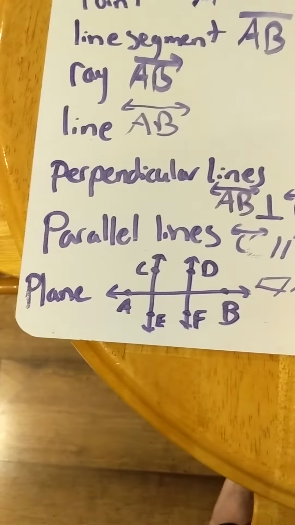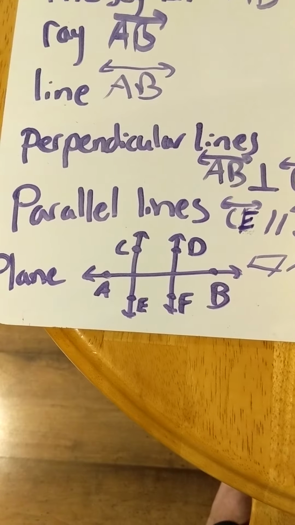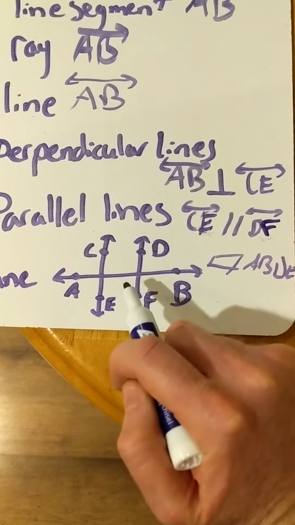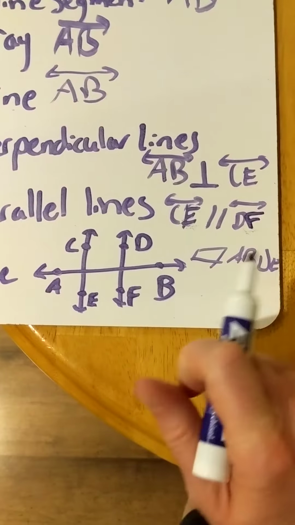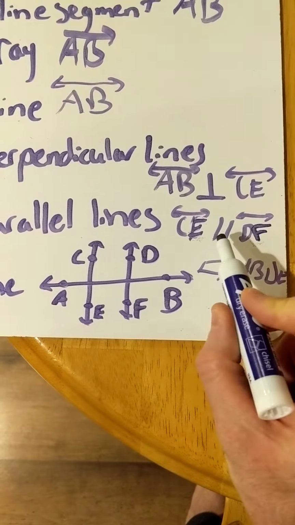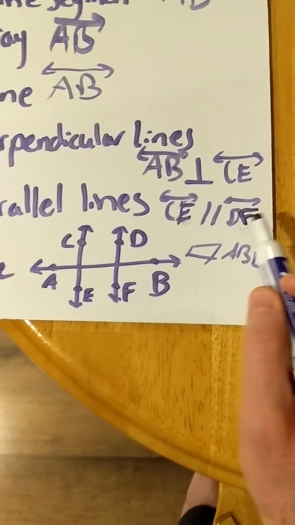Line CE and line DF are parallel. That means they will never touch. They will both go on forever in that direction, and they'll always stay an equal distance apart from each other. This is denoted by this symbol where it's kind of like two sideways lines, but they're keeping separate, not touching.